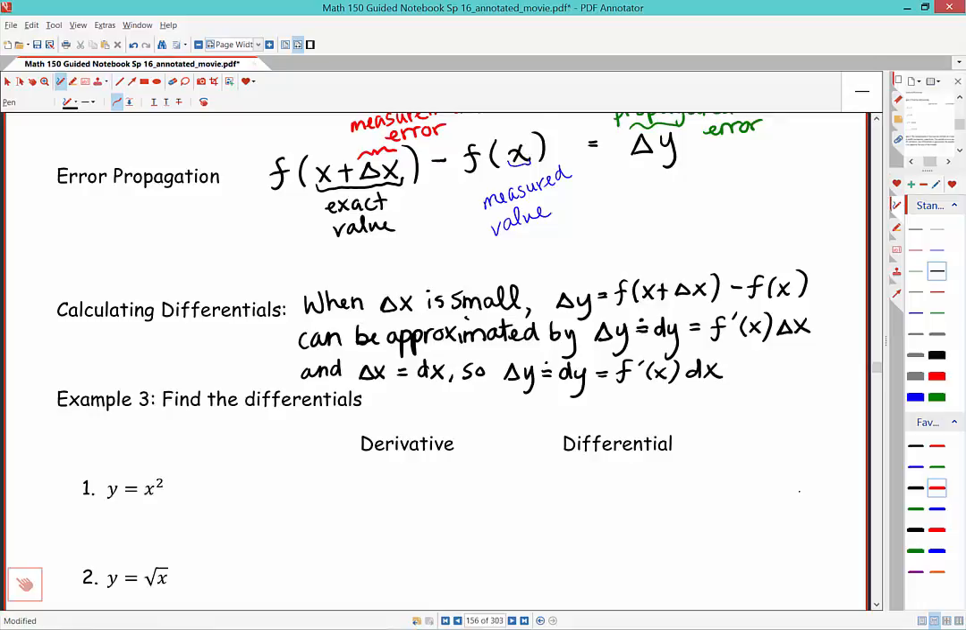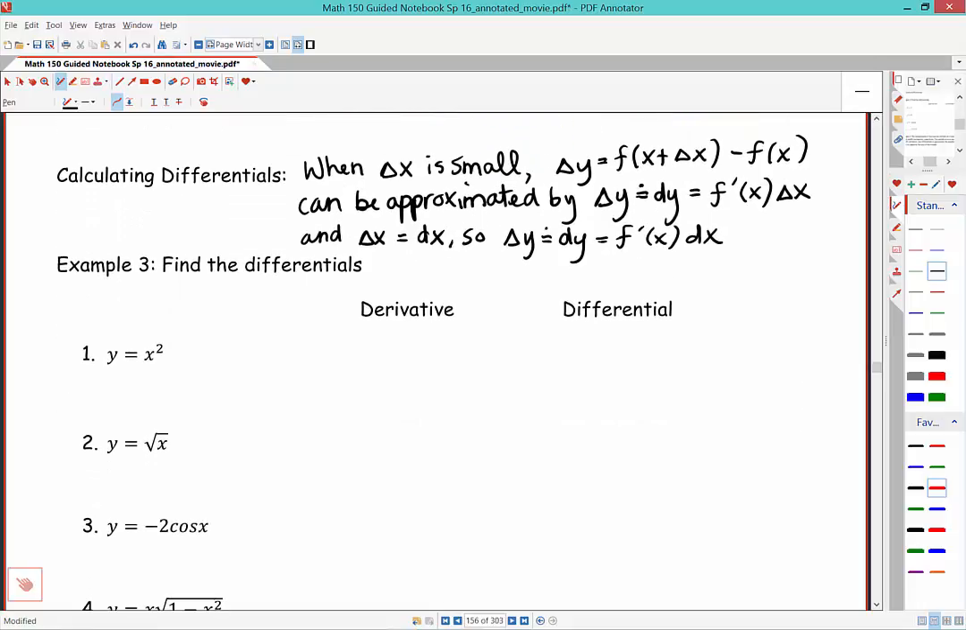Okay, so far? So let's find these differentials. So the actual derivative of y equals x squared is? Good. Y prime is equal to 2x. Now, the differential would be what?